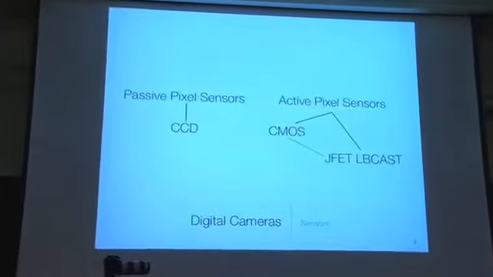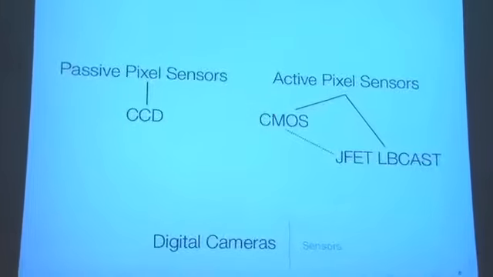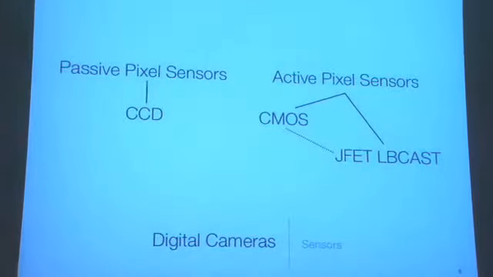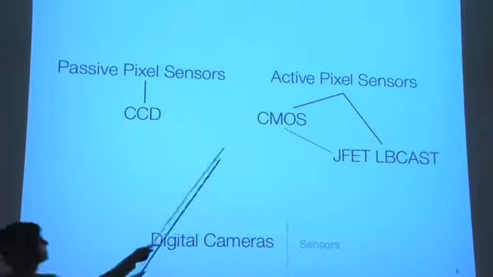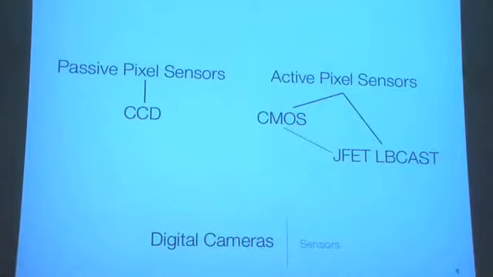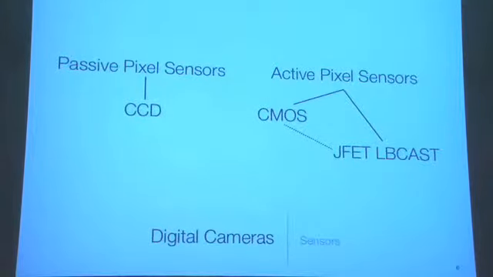Okay. So we talked about just some of the major different types of digital sensors that are available today for us to use in digital cameras. So we have passive pixel sensors. The primary type is the CCD, so that's what you typically find in your compact cameras. We also have active pixel sensors, and the major type there is the CMOS sensor, and you typically find that in the larger cameras like digital SLRs.